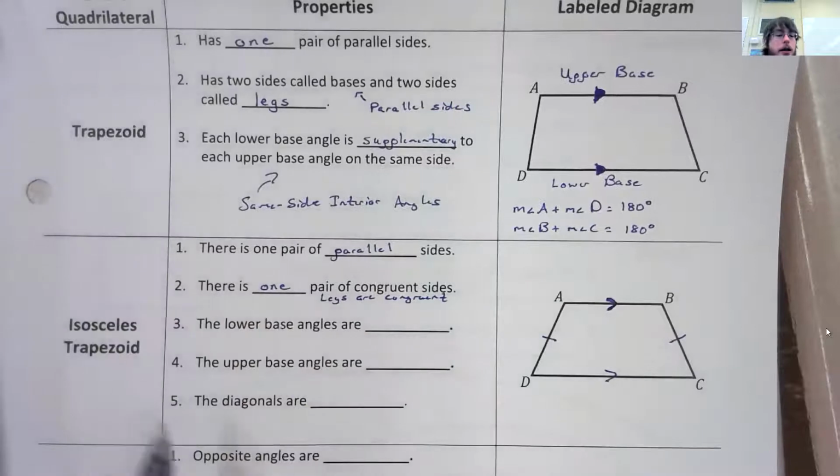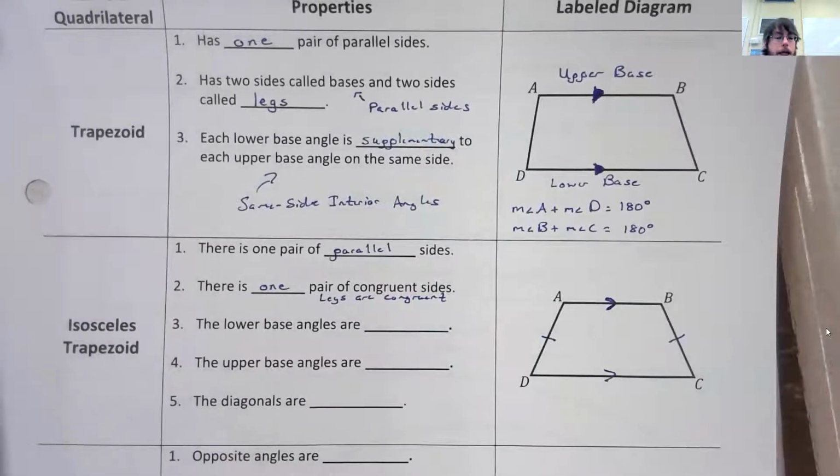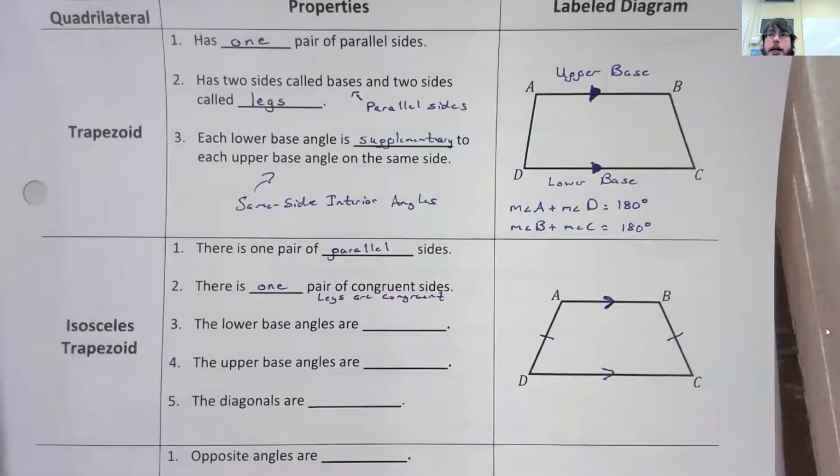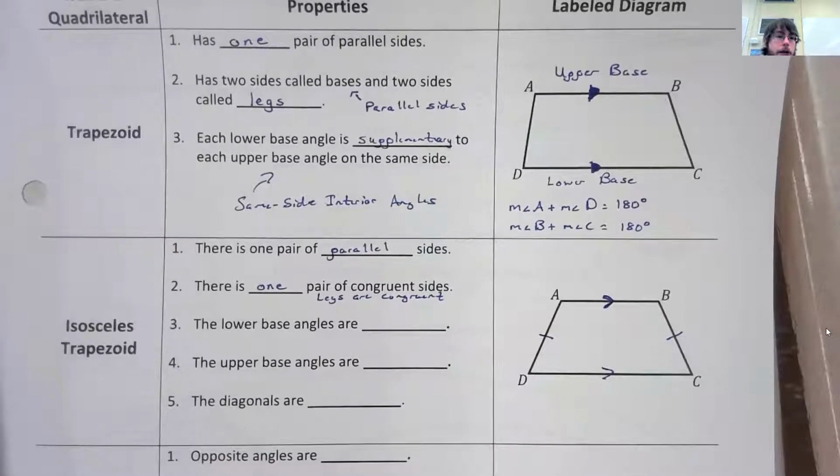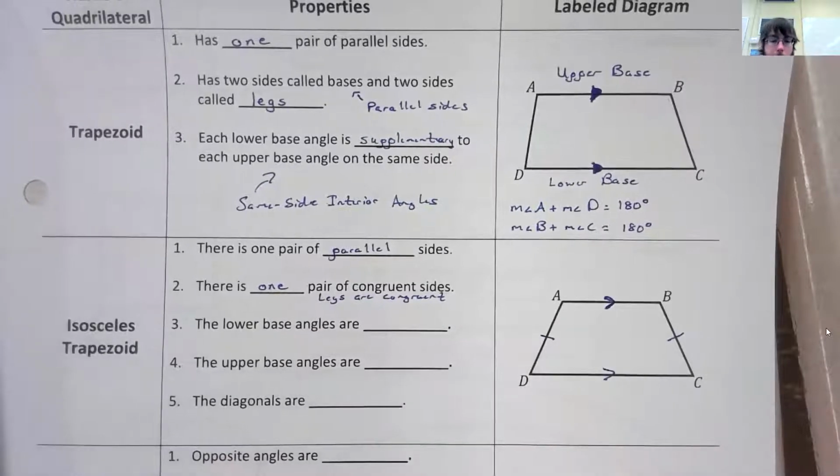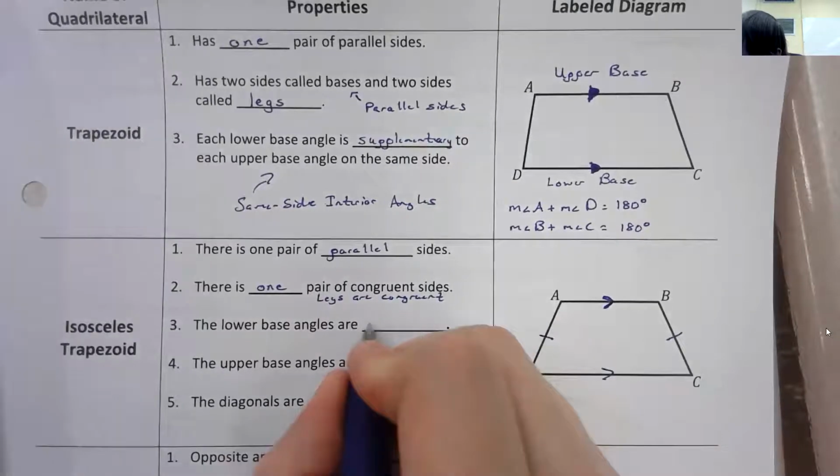And remember, we talked about what isosceles meant when we classified triangles. A triangle that was isosceles had at least two sides that were congruent and two angles that were congruent, and it's similar here. It has two sides that are congruent. All right, 3, the lower base angles are congruent.